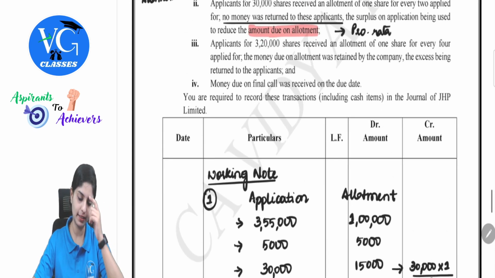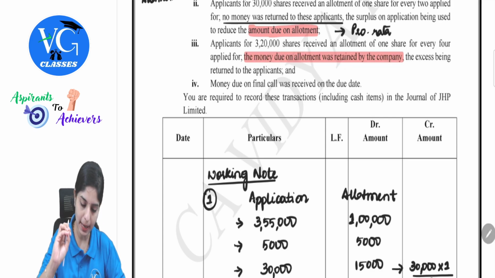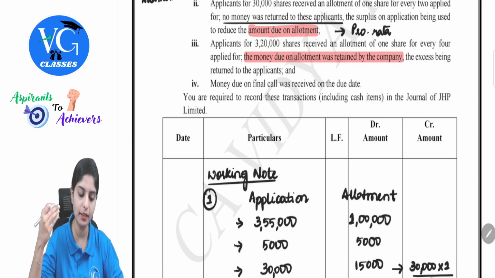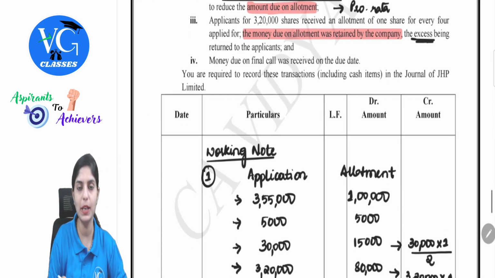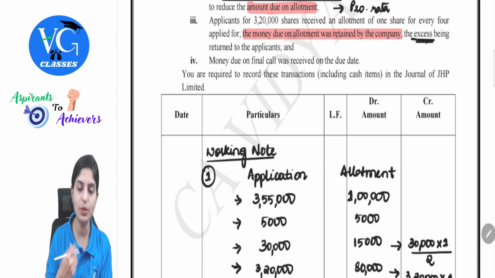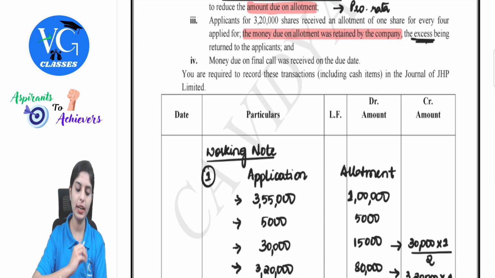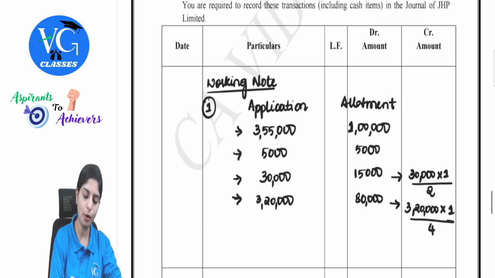Yes? Next. The money due on allotment was retained by the company. That means they are not returning it to the applicants. The excess is being returned to the applicants. Now this excess is to be understood carefully. We will understand this in detail. And money due on final call was received on the due date. You are required to record these transactions including cash items in the journal of JHP Limited. I hope all of you first of all understood this working note.